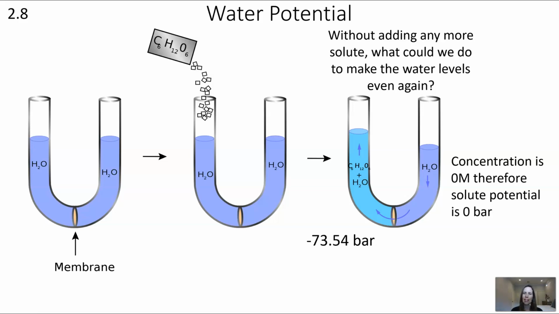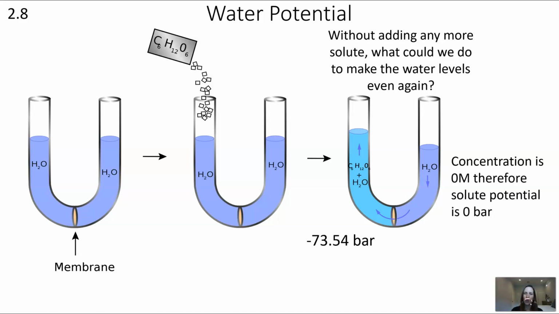Let's just look at this and take note. So if we have 0 bar and negative 73.5 bar, the water is flowing towards that negative solute potential. And this is important to keep in mind: water flows from high to low. So water flows from a high water potential to a low water potential. But pure water is 0. So what you really have going is water flowing from a 0 potential to a negative. So it's going from higher to lower, but it's all relative.